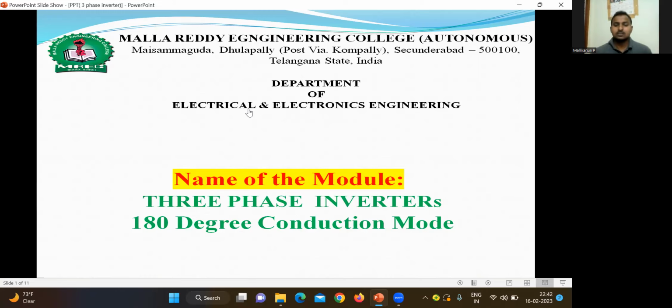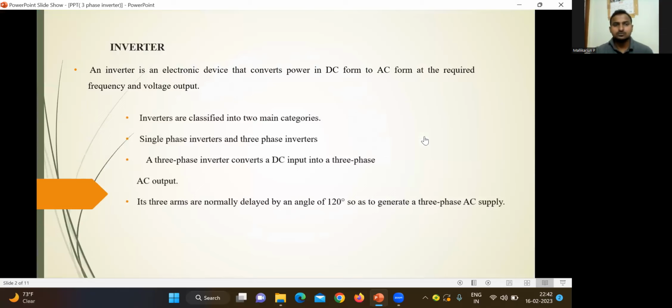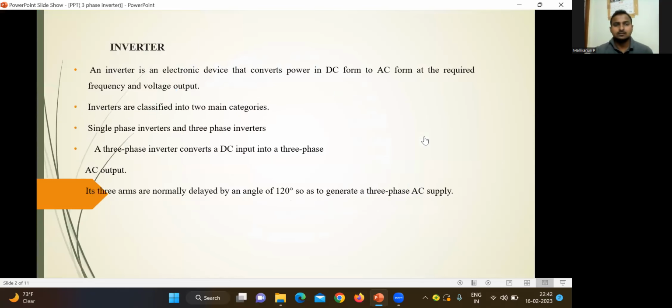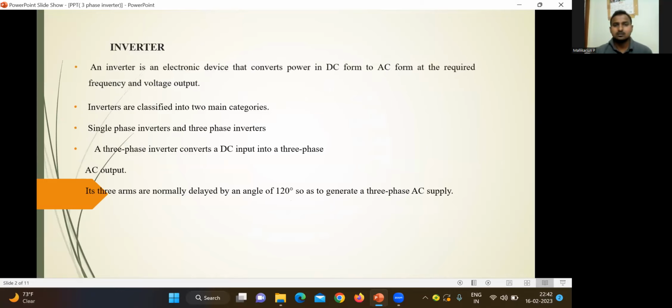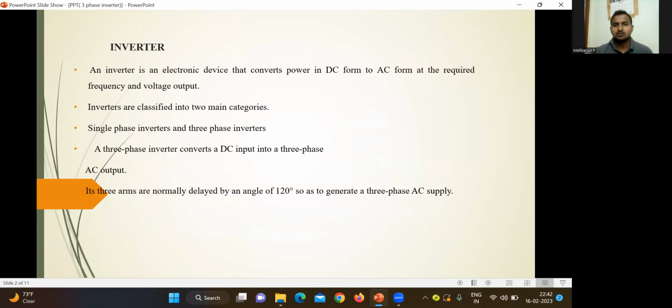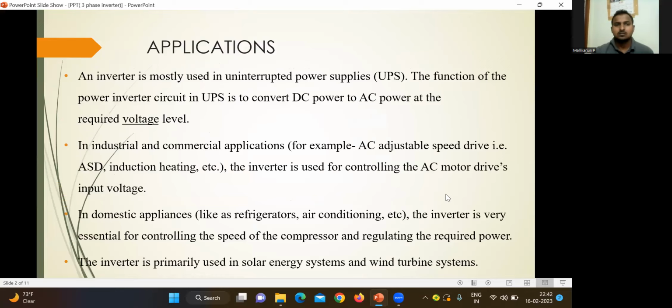So now we are going to see the topic of 180 degrees conduction mode. Here, as I told you just now, we have discussed the definition of the inverter and how many types of inverters there are. And next, applications. Applications, I told you just now.